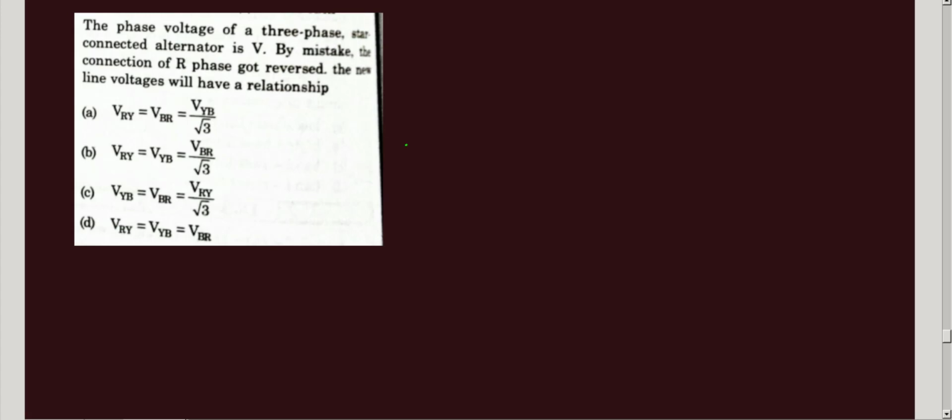So the first question is: the phase voltage of the three-phase star connected alternator is V. By mistake, the connection of one phase got reversed. The line voltages: if you see here, this is VR and this is VY and this is VB. Okay, so we know that you have 120 degrees phase displacement between them.